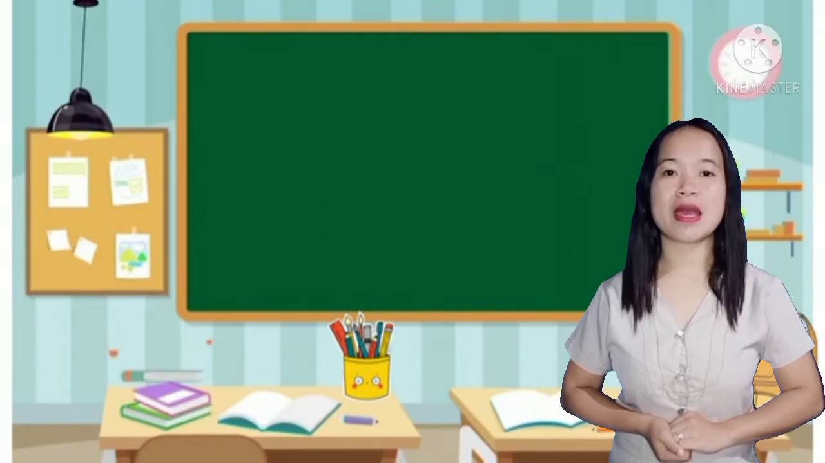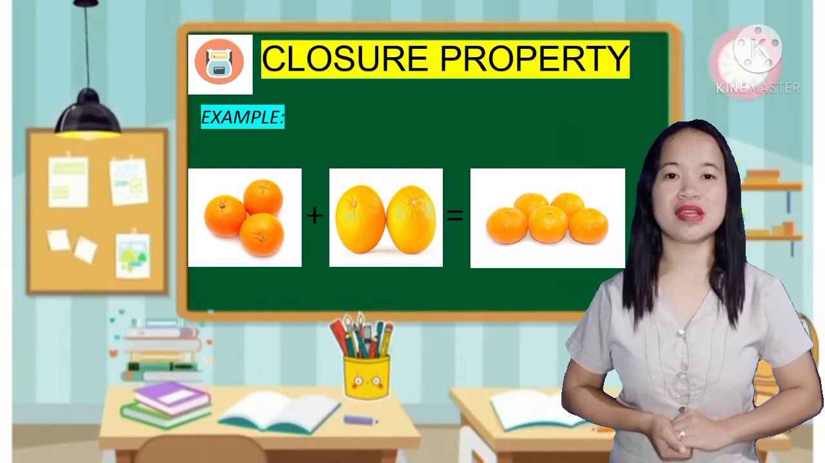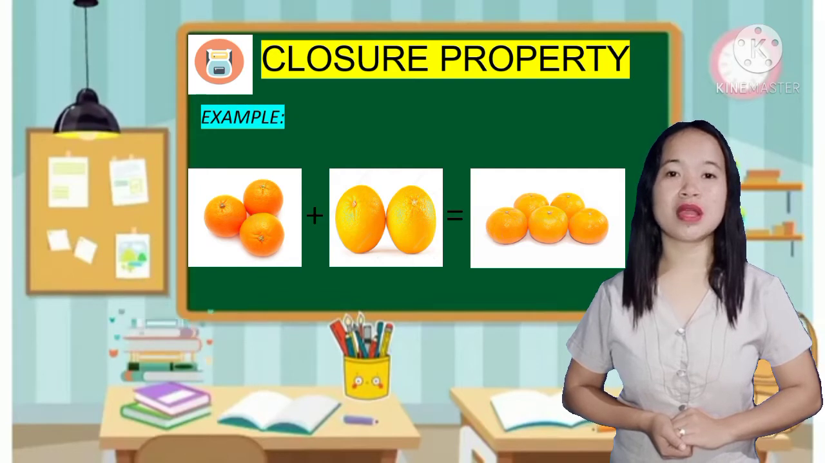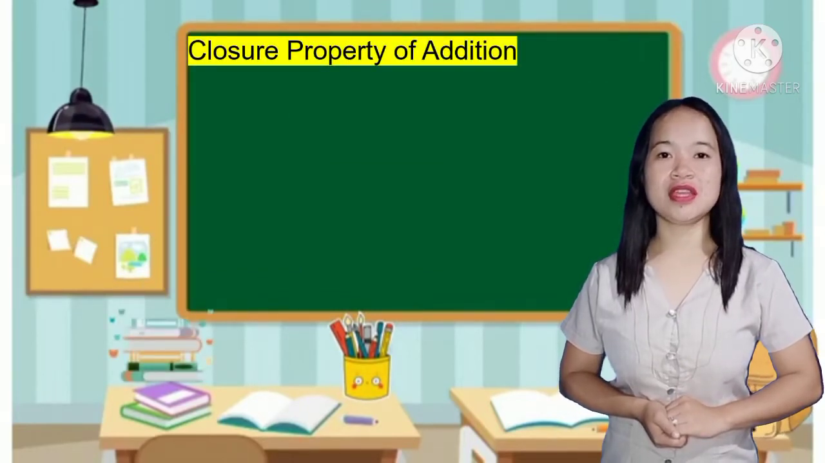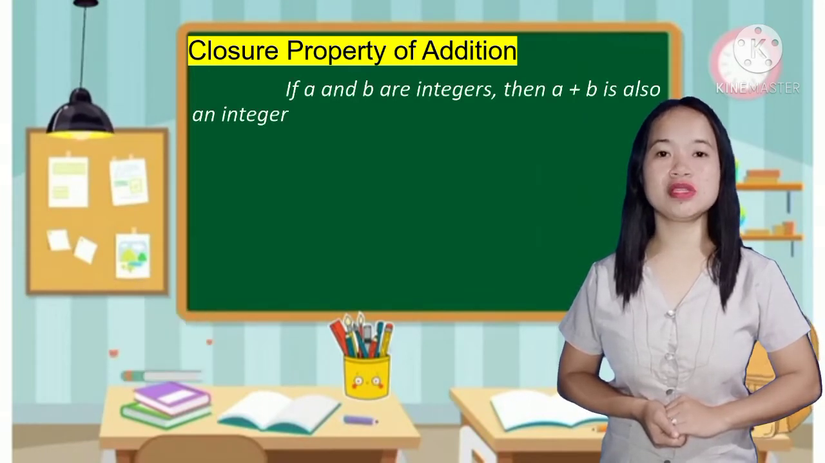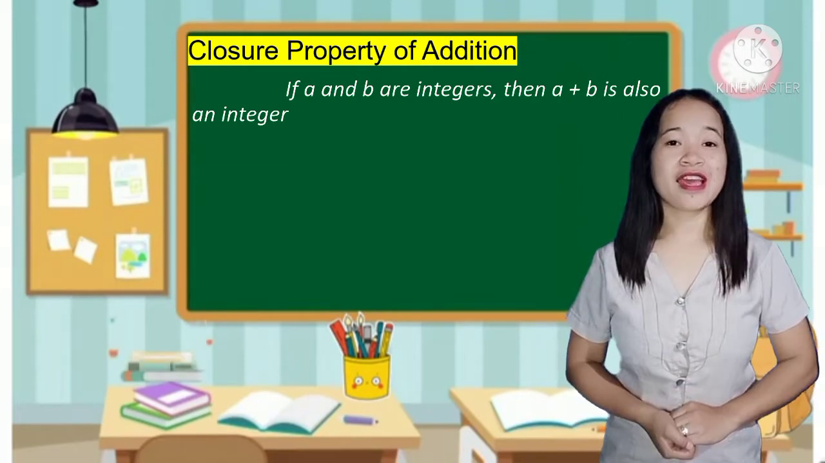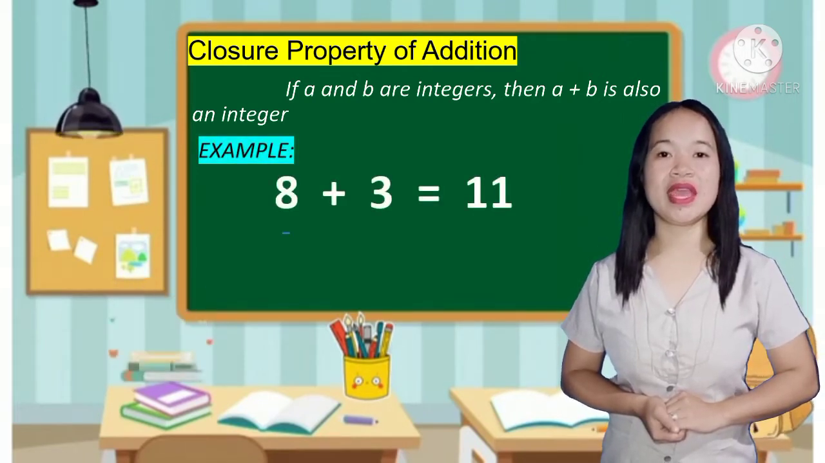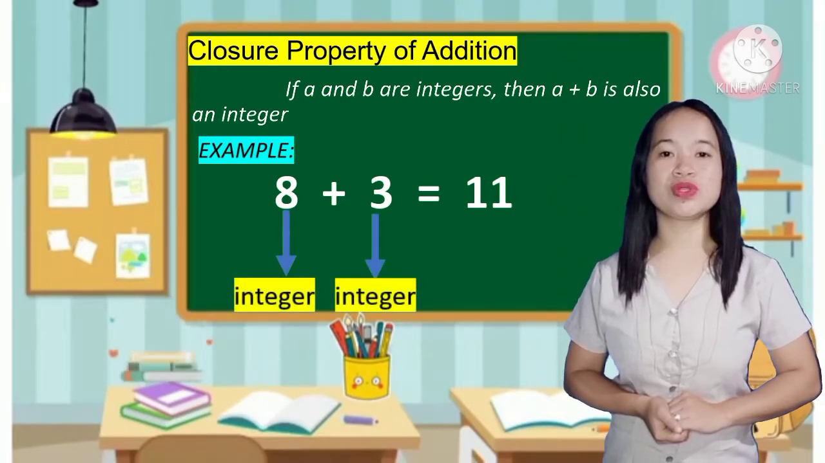Let's have an example. 3 oranges added to 2 oranges is equal to 5 oranges. An orange added to an orange will not become an apple, right? For a closure property of addition, if A and B are integers, then A plus B is also an integer. Now let's have an example. 8 plus 3 is equal to 11. 8 and 3 are integers. Therefore, 11 is also an integer.